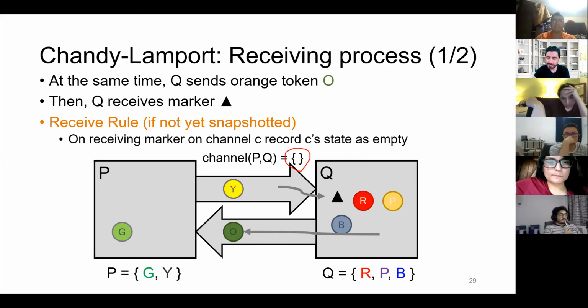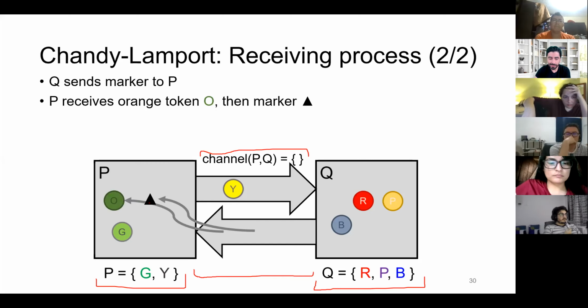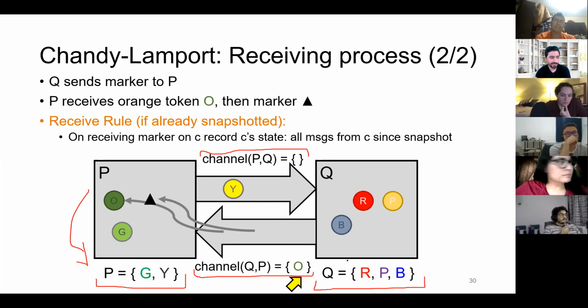Because you did the snapshot, the rule says that after you take the snapshot, send the marker quickly. So you send the marker. Then after you send the marker, this message arrives in P. First this message arrives, then the marker arrives. So when P receives the marker, based on the receiving rules, it looks at its snapshot: did I already snapshot? Yes. So I'm supposed to consider the state of the channel as any message that I received before this token. So the state of the channel is going to be this. Now you have everything here without any duplication, without any missing tokens.